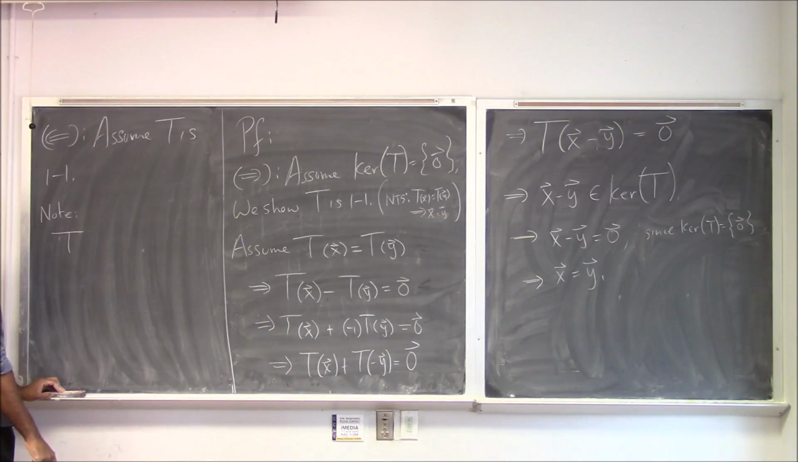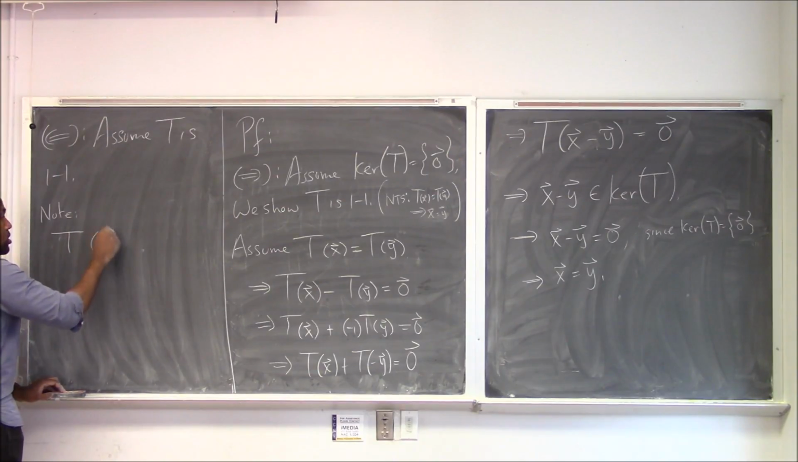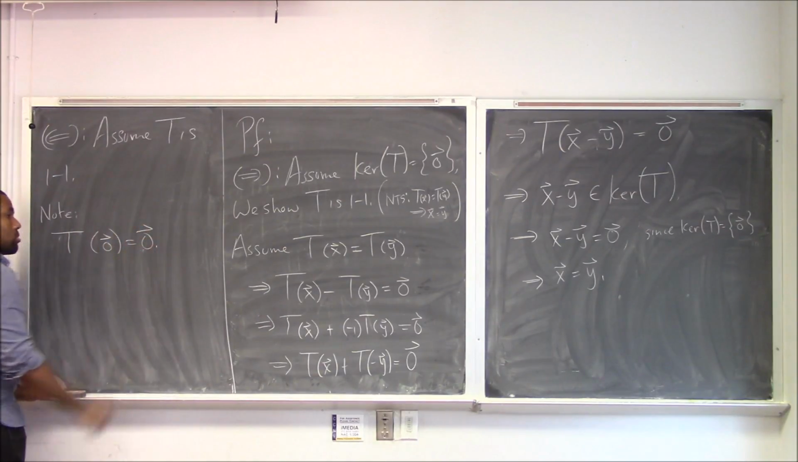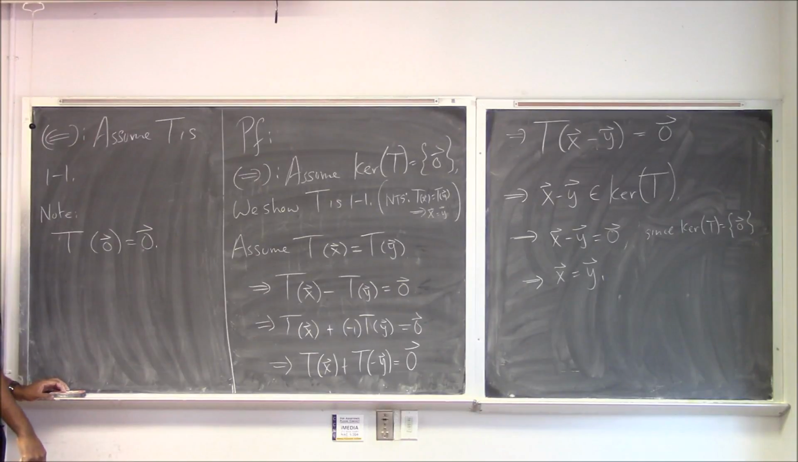Oh, one guy, but only one, since it's 1 to 1, only one vector. Well, we can know that T of 0 equals 0, right? And why can I say that? Maybe that's something we need to justify. I'm not sure if I specifically justified that before.